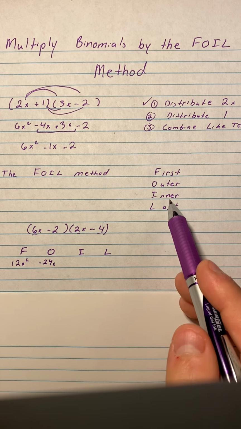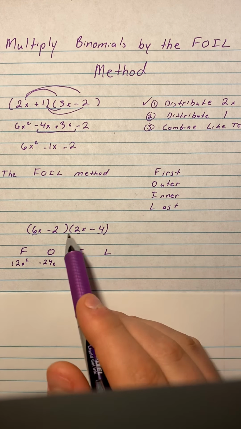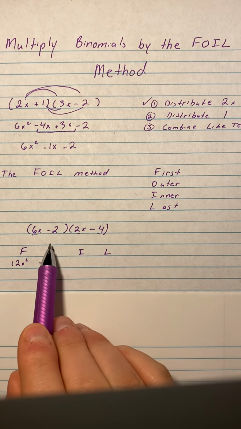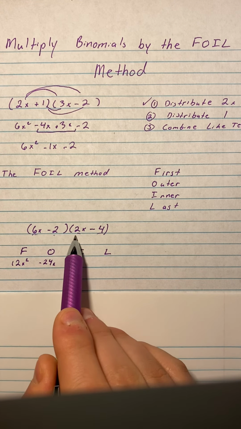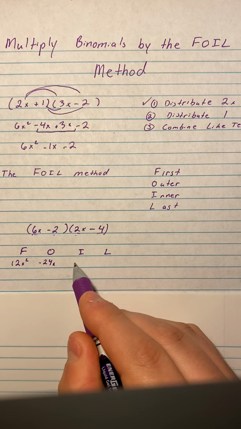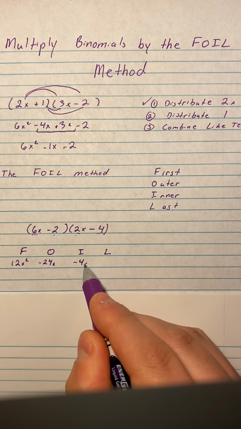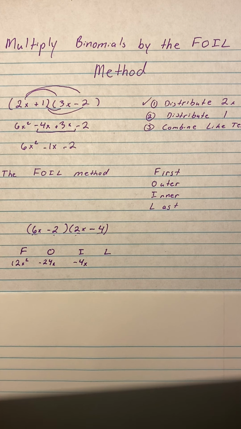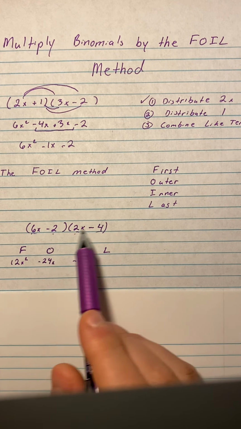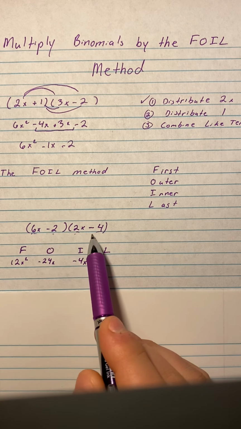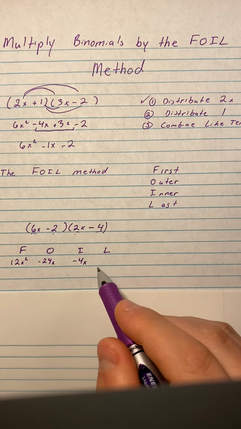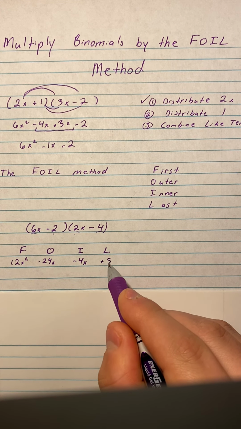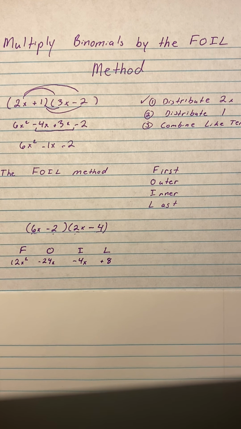The I stands for the inner terms, the inside ones, the ones that are closest together. Negative 2 times 2x. Well, that's negative 4x. And then finally, L stands for the 2 last terms, the last number in each set of parentheses. That's going to be negative 2 times negative 4. Negative times a negative is positive. So FOIL, first, outer, inner, last. We did our 4 multiplications.